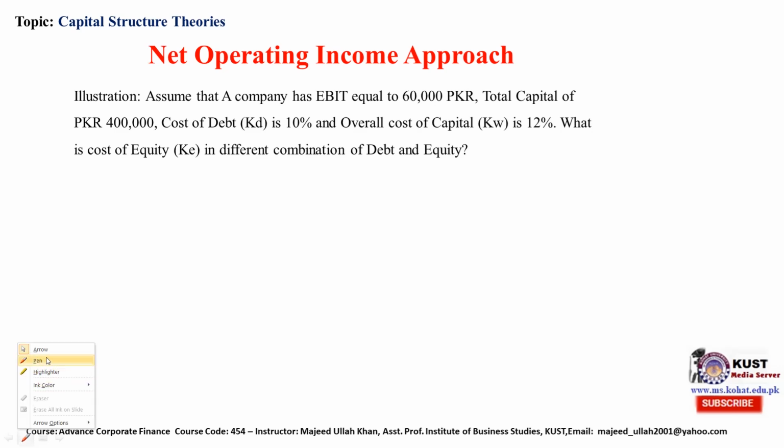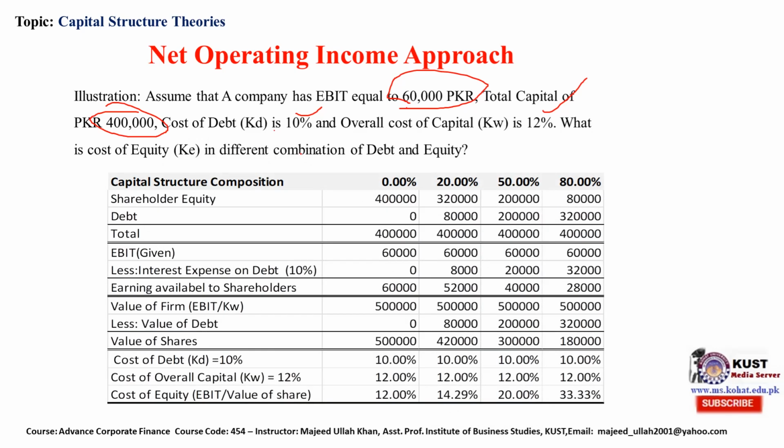Assume, in an illustration, that the company, let's suppose, has 60,000 earnings before interest and tax. Total capital at first is 400,000. Cost of debt is 10%. Overall cost is 12%. What is the cost of equity in different combinations of the debt and equity structure? So let's suppose 0% debt. First case, no debt at all. Shareholder equity is 400,000 rupees. EBIT is 60,000, no interest. So earning available to shareholders is 60,000. Now the capitalization, or value of the firm, will be this figure divided by 12%.